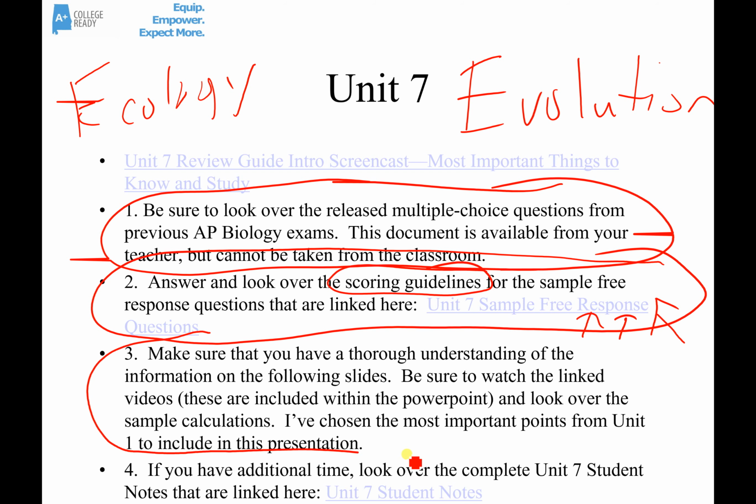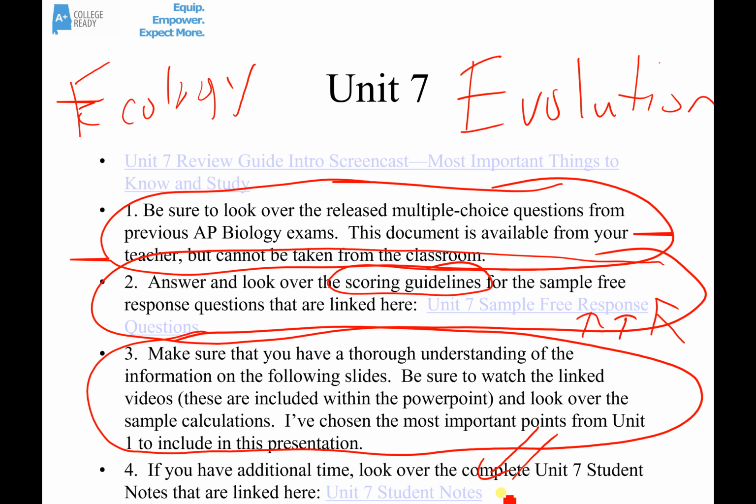Next, make sure that you go through the rest of this presentation. As with all the other units, there are screencasts embedded throughout. When there's a topic that you're not very familiar with, make sure that you look through that screencast and figure out the most important concepts. Finally, if you have extra time, here are the complete Unit 7 notes linked up as item number 4 here.